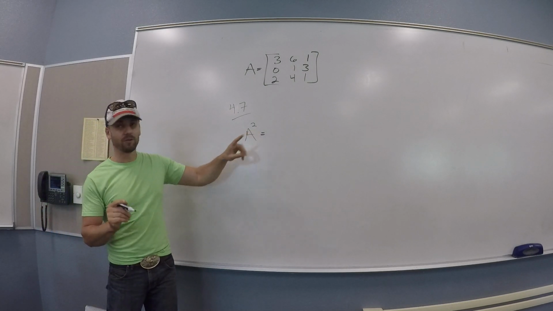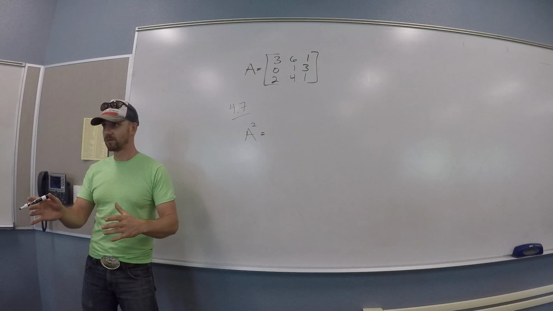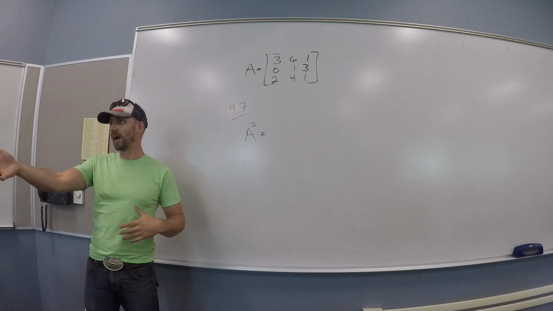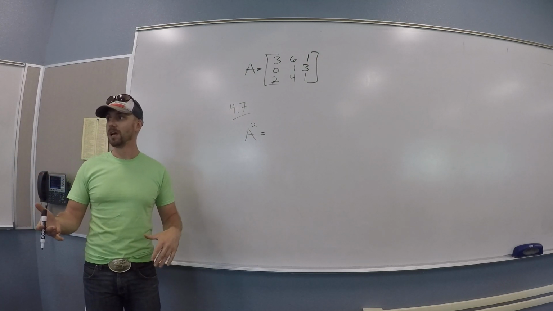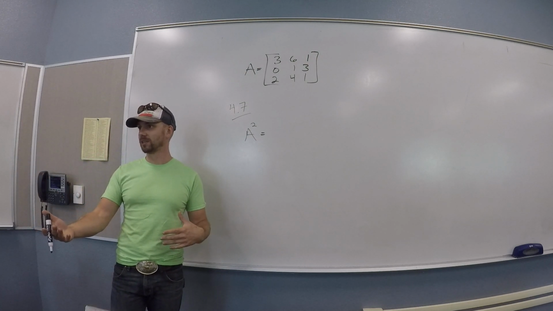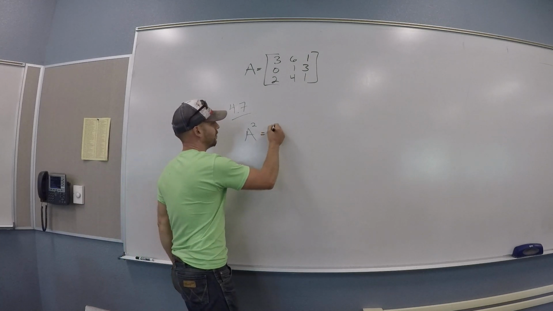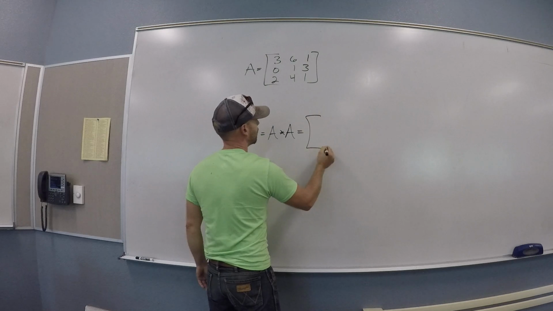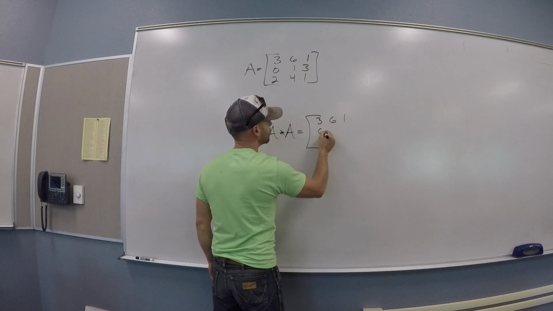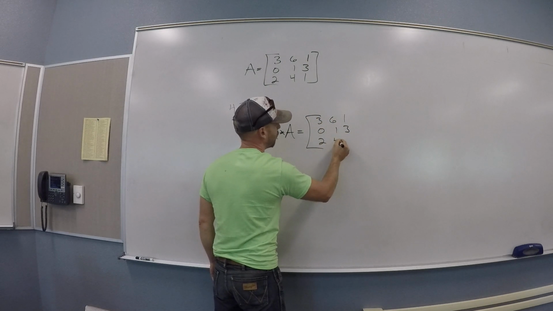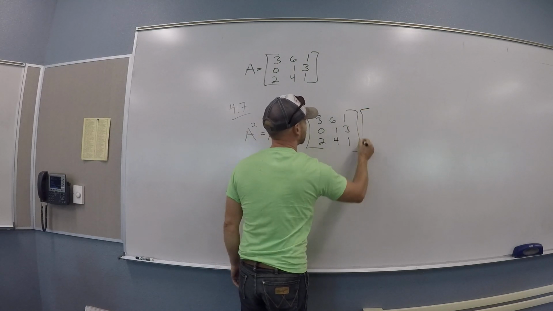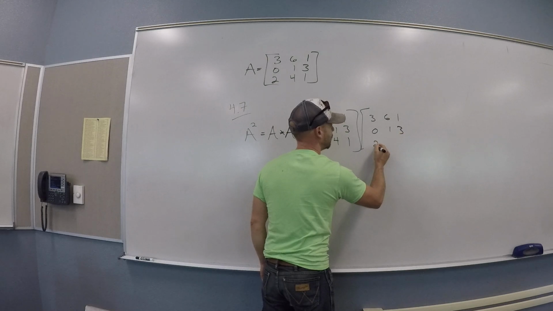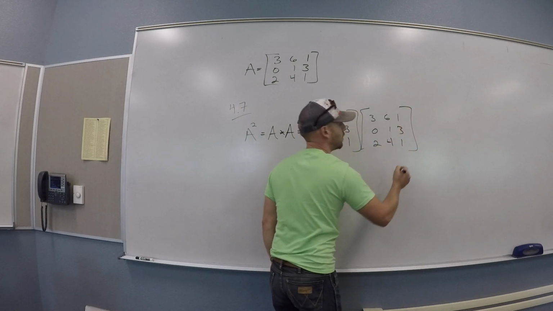So A squared really is matrix multiplication. A squared means A times A. I'm just going to take matrix A times matrix A, and this is maybe the worst it ever gets. So if we're going to do A times A, that should be huge. 3, 6, 1, 0, 1, 3, 2, 4, 1 times 3, 6, 1, 0, 1, 3, 2, 4, 1.